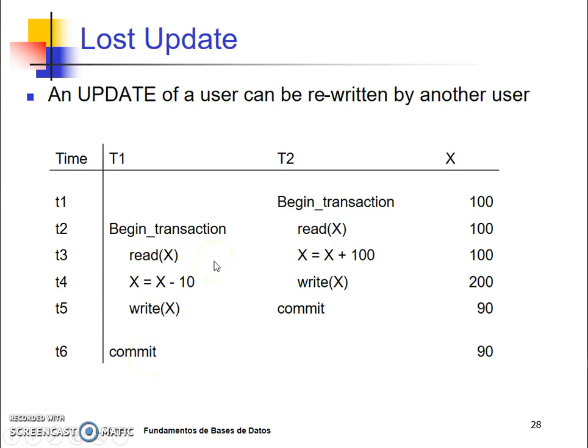So when we have two transactions like this, one is subtracting 10 and the other is adding 100, the transaction that we lost was the transaction that wrote the data first, because when this transaction came, read 100 and changed it to 90, the addition of $100 to our account was lost. This is an example of the lost update.